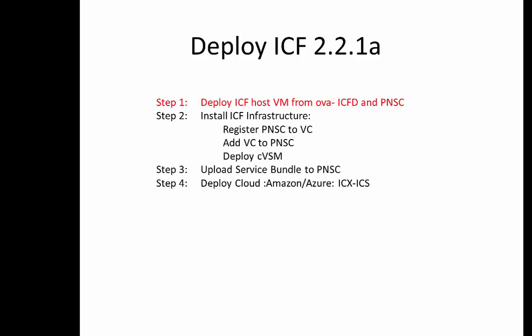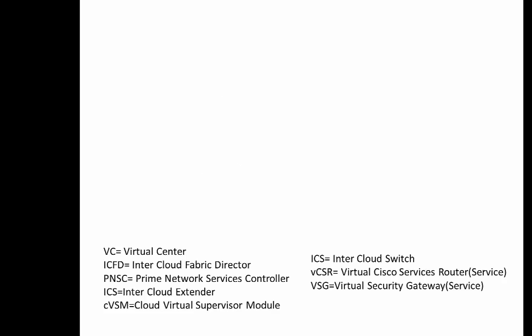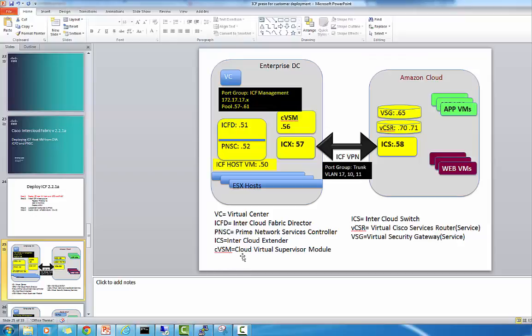So ICX on the data center side, Intercloud Extender, and ICS on the cloud side, Intercloud Switch. Amazon and Azure will both have one ICS, and on the data center we'll have two ICX, one for each. That'll complete the deployment. Now, if I go back here, this will probably give us some understanding of where the steps lie and where we are right now.